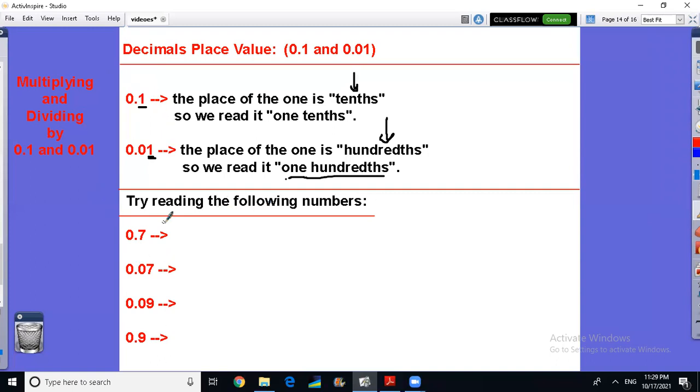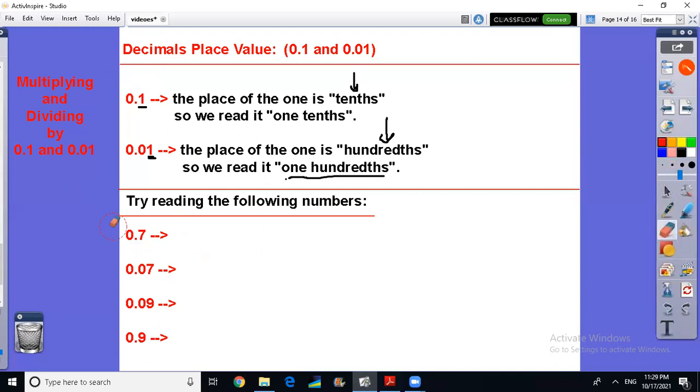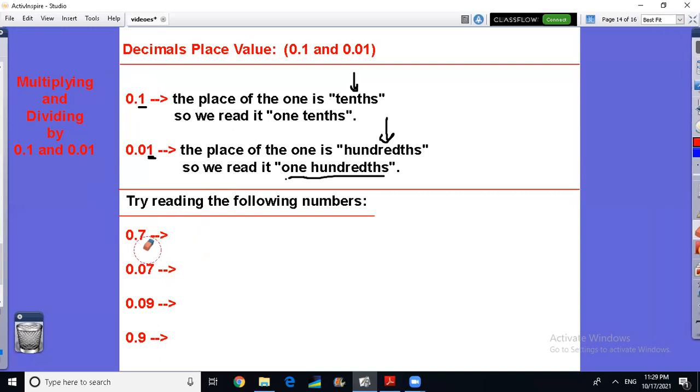Try reading the following numbers on your own. Pause the video and just try to read the first number, only the first number. Then come back very quickly. 0.7: it's the first digit after the decimal point. It is 7/10. So here you go.